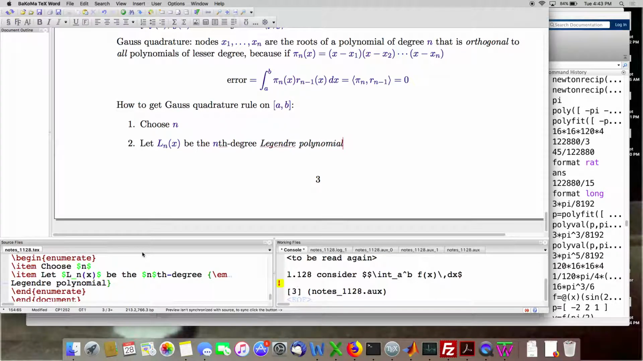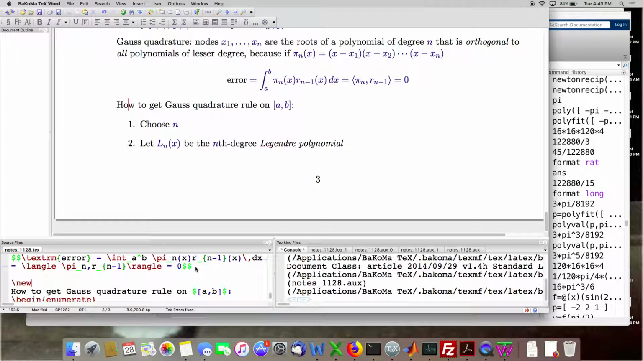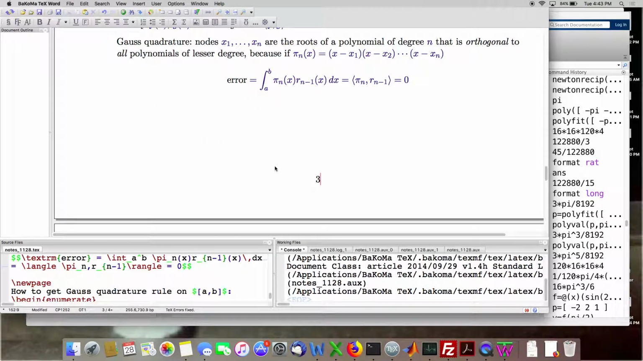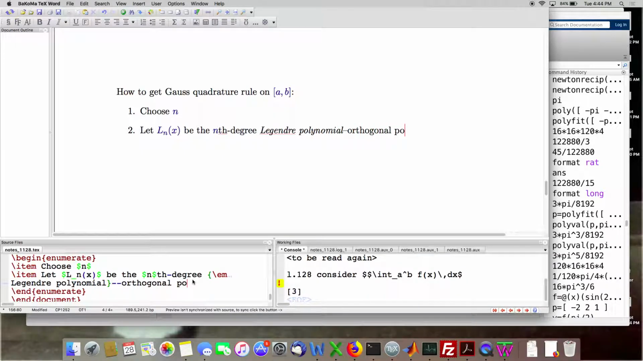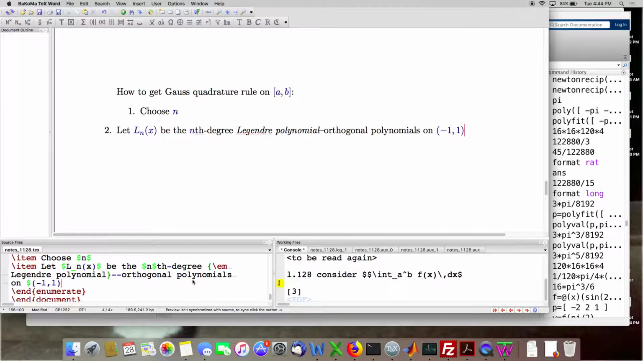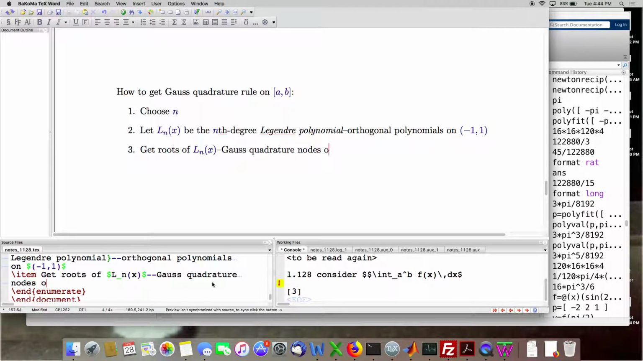But the reason why we need them, actually, I'm going to put this onto a new page. All right. So these polynomials, the Legendre polynomials, are orthogonal polynomials on the interval -1 to 1. So then we get the roots of Ln, and those would be the Gauss Quadrature nodes, at least on -1 to 1.